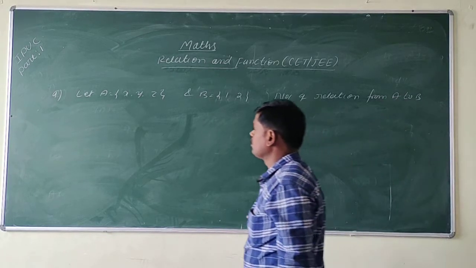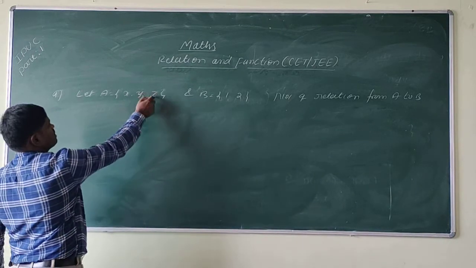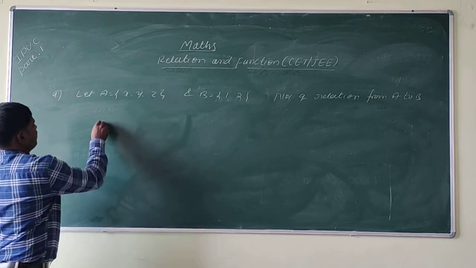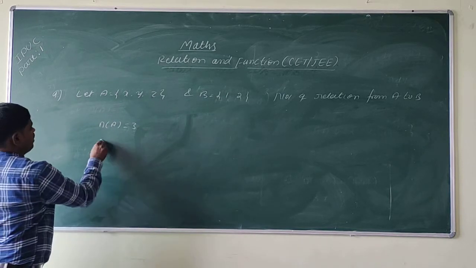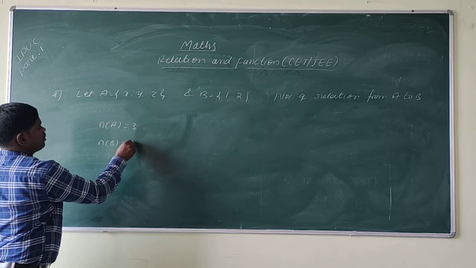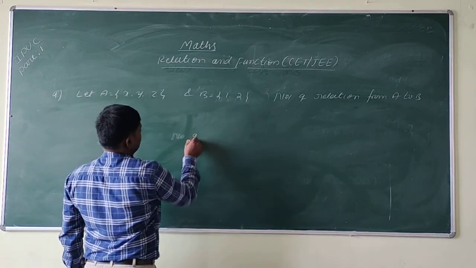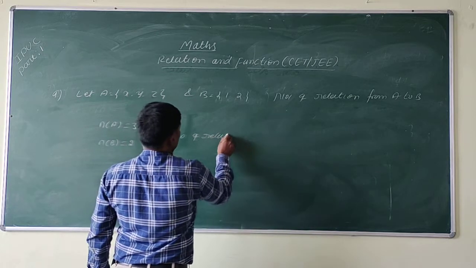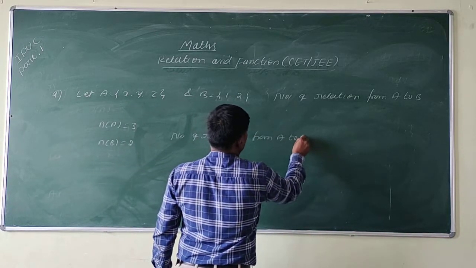So it's question number 9. Let A consist of some elements x, y, z, that is 3 elements. So n of A is what here? n of A is 3. And the number of elements in B, n of B, is 2. Okay. So the number of relations from A to B.